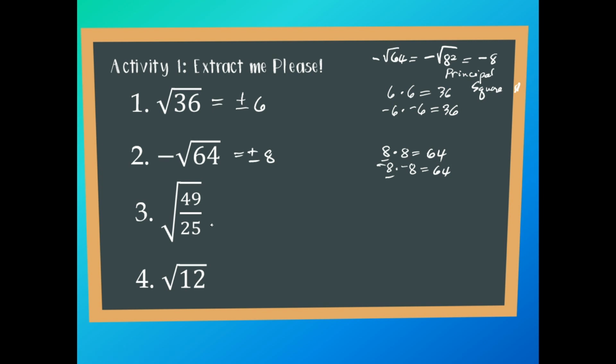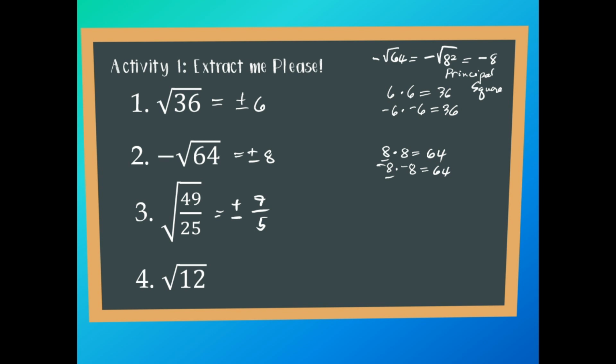Alright. So, let's proceed. Number 3, square root of 49 over 25. So, madali lang to. Okay? We can answer this right away. So, positive or negative. What is the factor multiplied by itself? The answer is 49. So, we have 7. Since the radicand is a fraction, fraction din yung maging answer natin. So, square root of 25 is 5. So, our final answer is positive or negative 7 over 5. Now, number 4. What is the square root of 12?